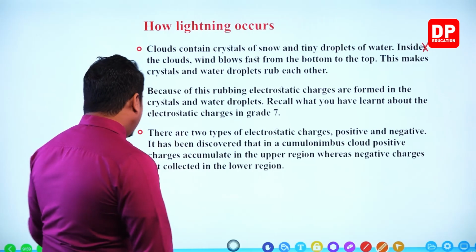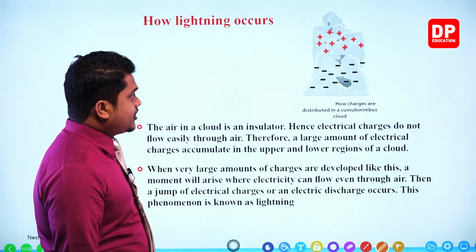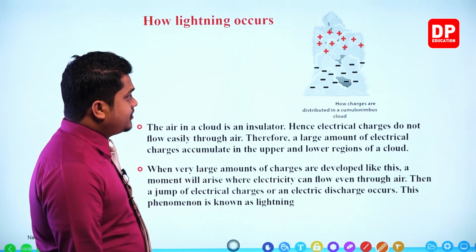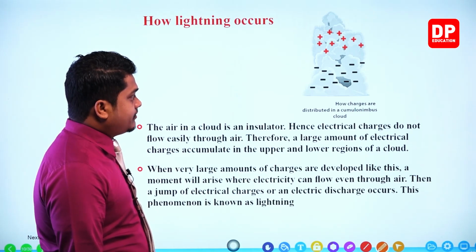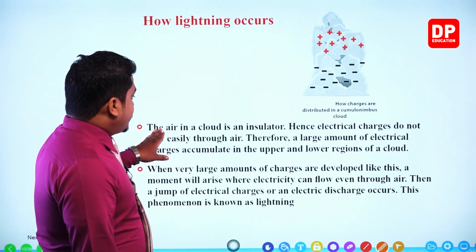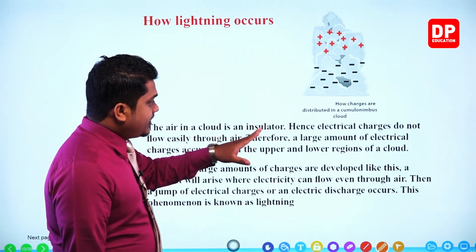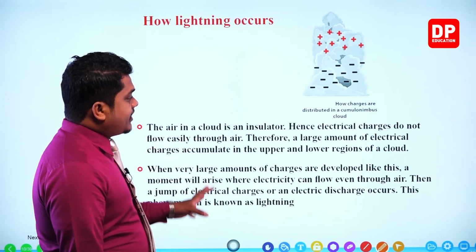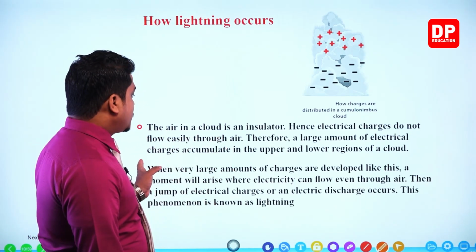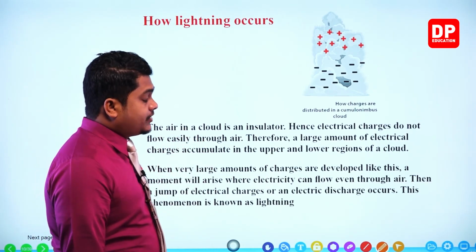So let's see the other things. This is how the charges get accumulated: upper part positive, lower part negative. This is a cumulonimbus cloud. The air in a cloud is an insulator. Hence, electrical charges do not flow easily through air. Therefore, a large amount of electrical charges accumulate in the upper and lower regions of a cloud.